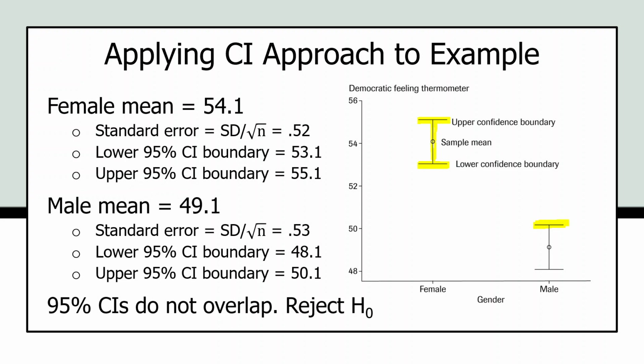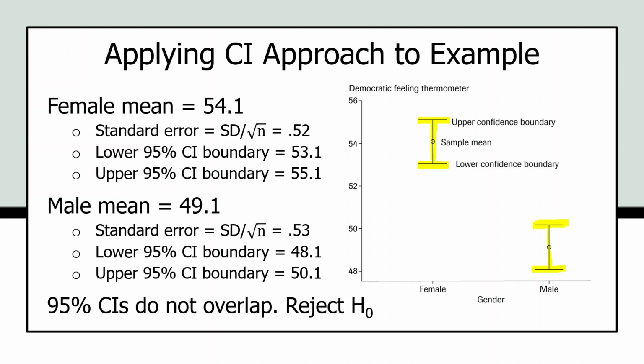I'll just show you the math, or reemphasize this point. The female mean is 54.1, standard error of 0.52. The lower confidence boundary, therefore, is 53.1. The higher confidence boundary is 55.1. Do the same for the males. The lowest 95% CI boundary is 48.1. The upper is 50.1. So the highest plausible mean for men is 50.1. The lowest plausible mean for women is 53.1, and they do not overlap.